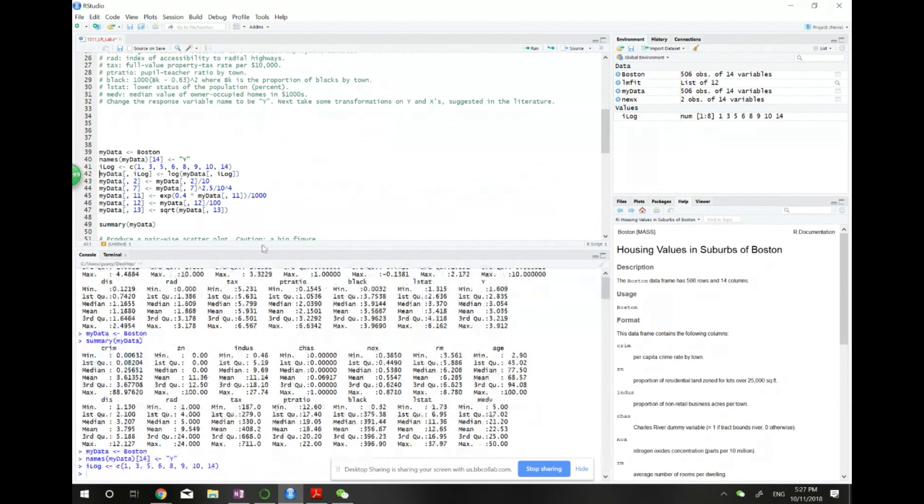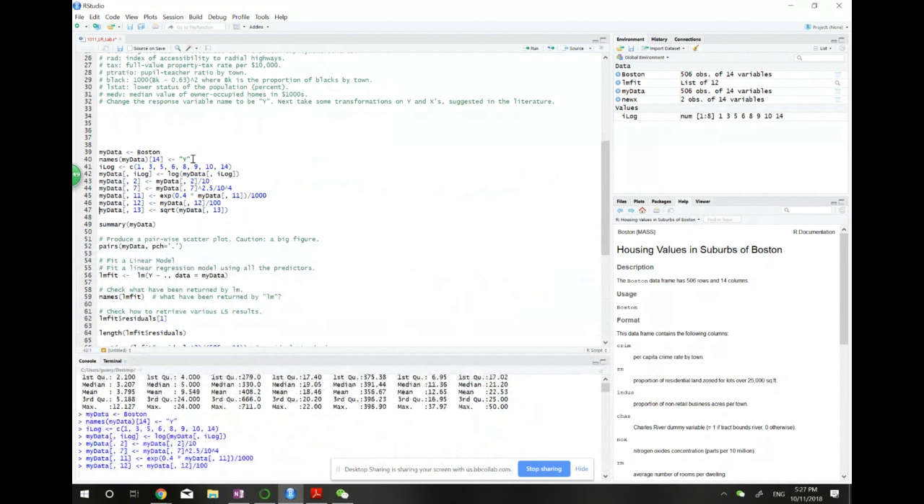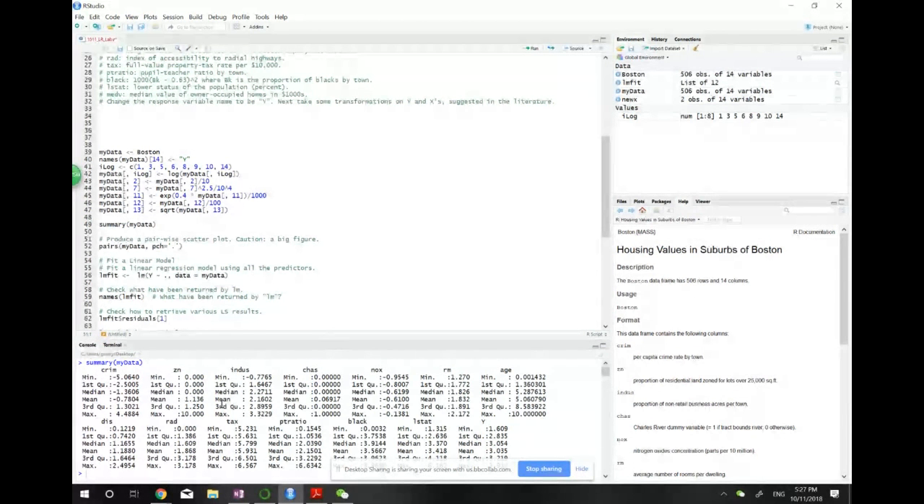And we can see that we are trying to do some transformation. After the transformation, now here is the new summary. And we can see they are more comparable to each other, right? All of them are, for example, less than 10.